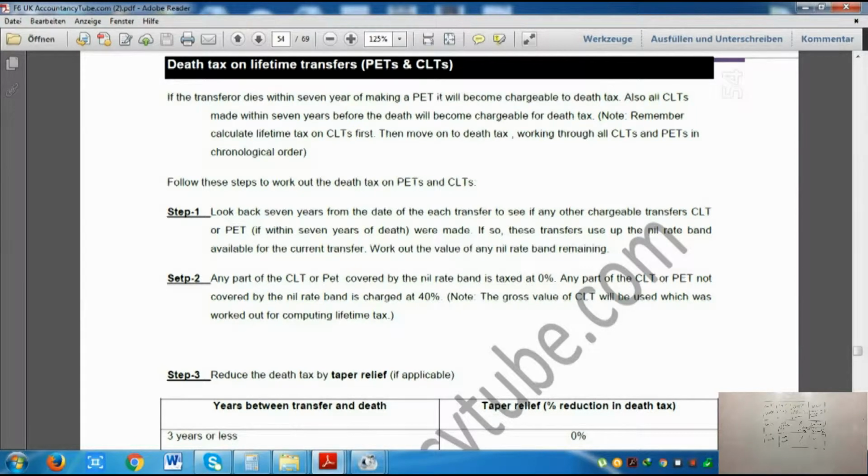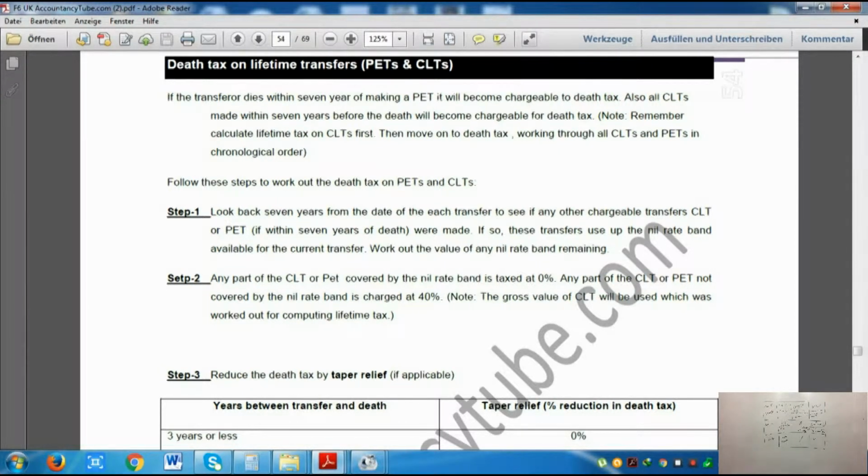Note that the gross value of the CLT will be used, which was worked out for computing lifetime tax. That's what I said to you on the board, that we'll have to take the gross value. Now what is the gross value? We'll have to take the value of the CLT before tax, and we'll have to include the tax in it as well. So whatever tax we have paid, that would be our gross value.